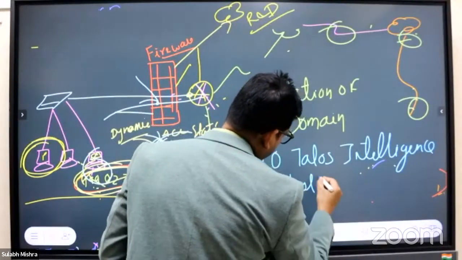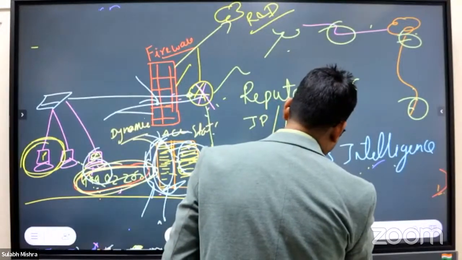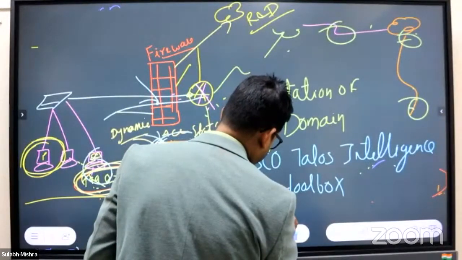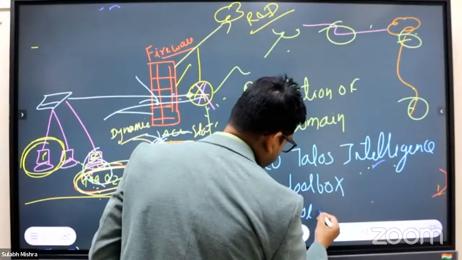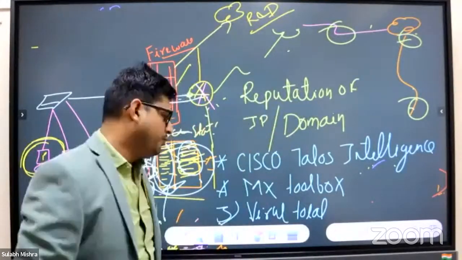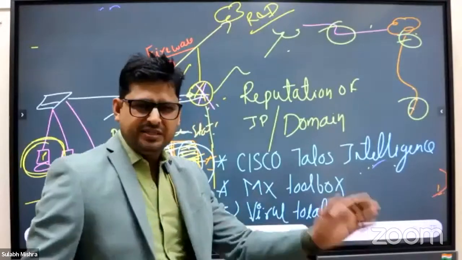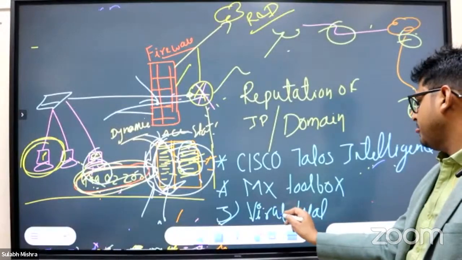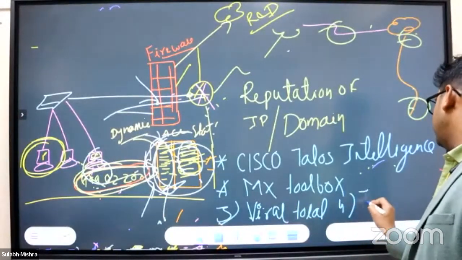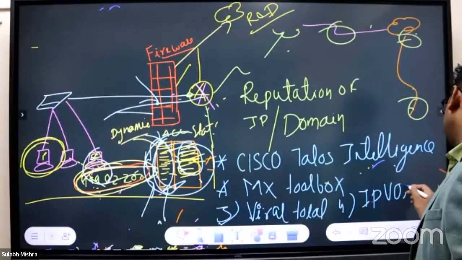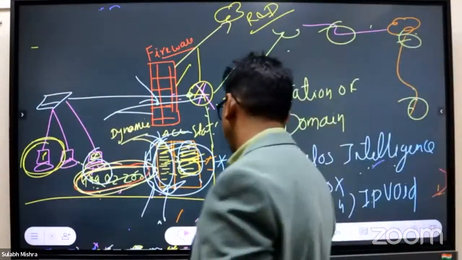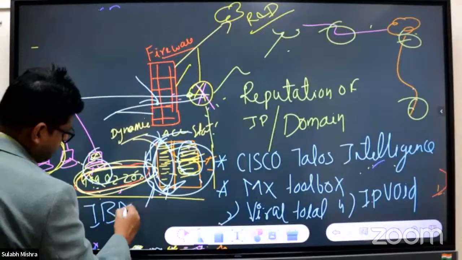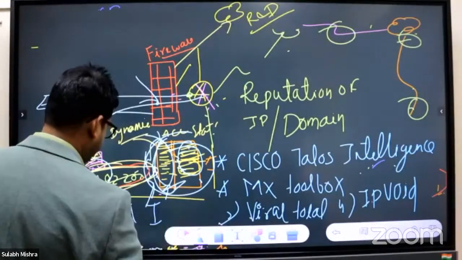There are many websites, but the good website names I am writing here are MX Toolbox. Then you may have Virus Total. I think Ultra Tools also. Yes, we have many, but these are some of the most used and most authentic tools I'm writing here. You have Virus Total. IP Void. IP Void is also good. Then you have IBM X-Force. IBM X-Force is also very good.